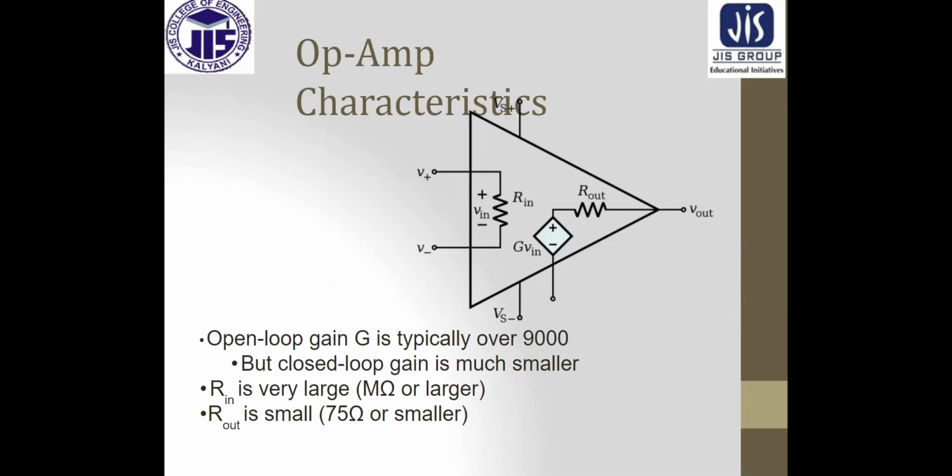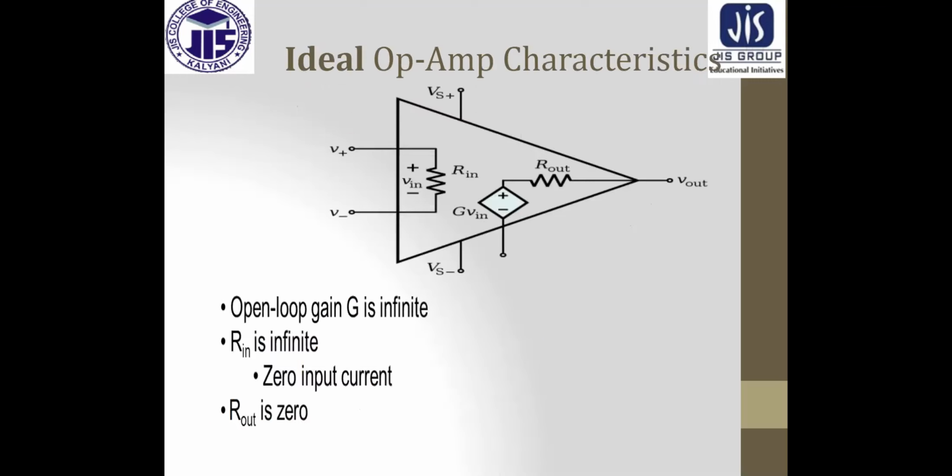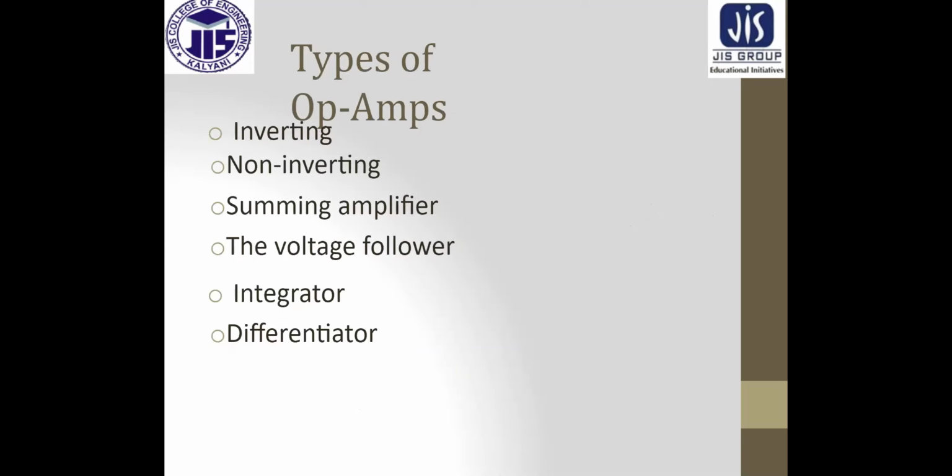Op-amp characteristics: open loop gain is typically over 9000, but closed loop gain is much smaller. R input is very large, R output is small. These are the op-amp characteristics. Ideal op-amp characteristics: open loop gain is infinite, R input is infinite, zero input current, and R output is zero.